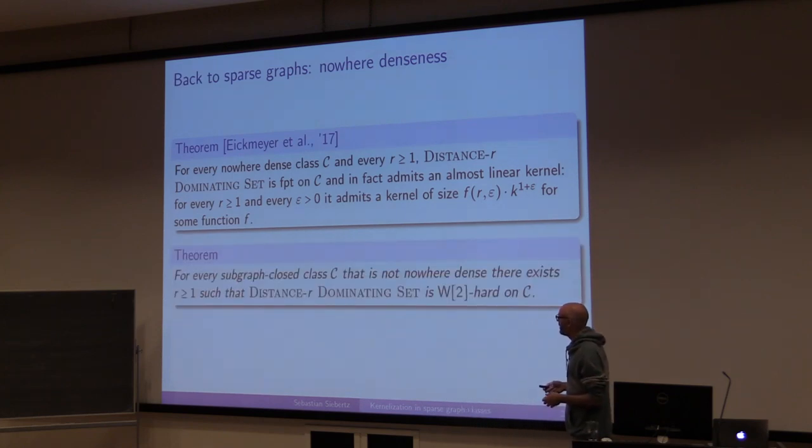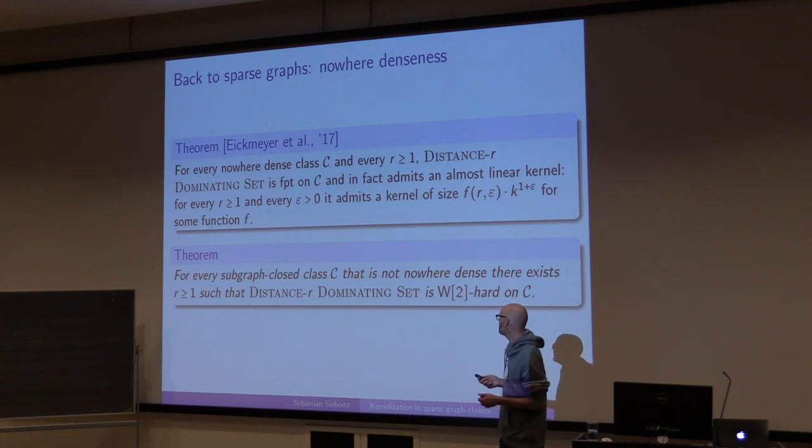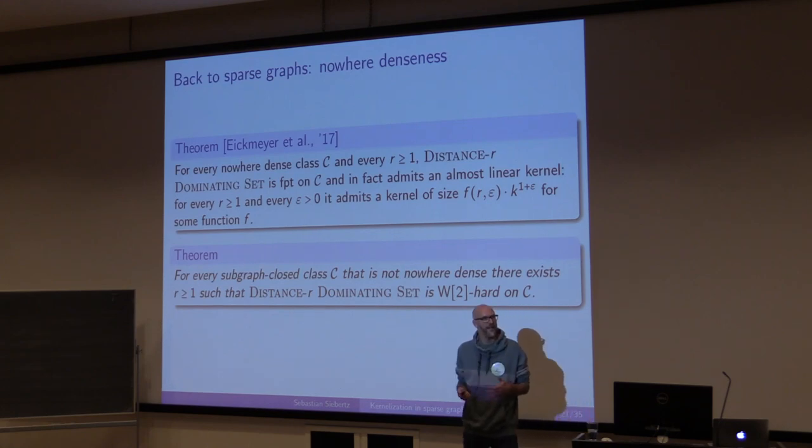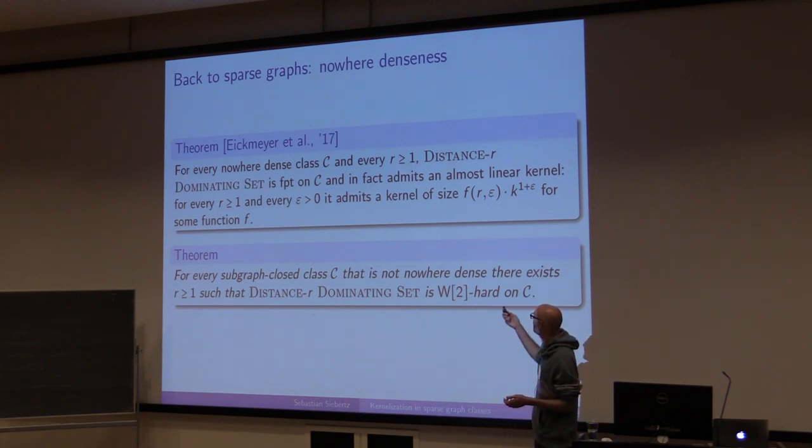And vice versa, if we have a subgraph closed class that is not nowhere dense, then the problem is W2 hard for some distance. So for the more general problem here, again we have such a dichotomy, and the kernels are not only polynomial but even almost linear.